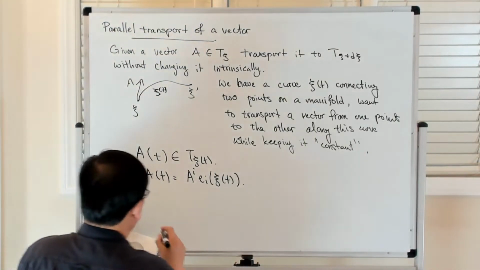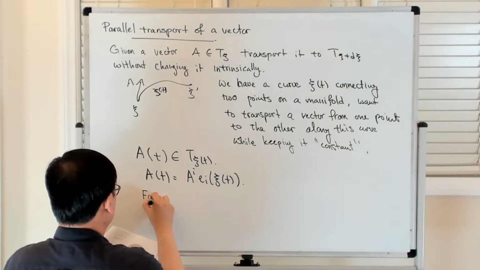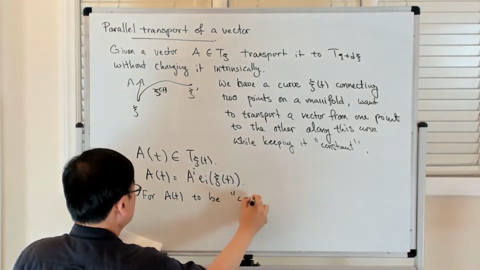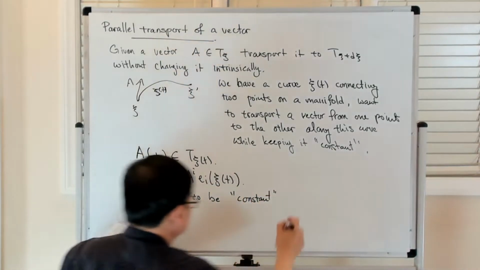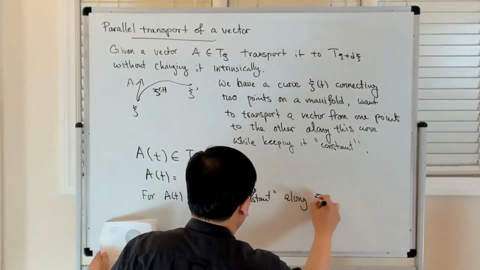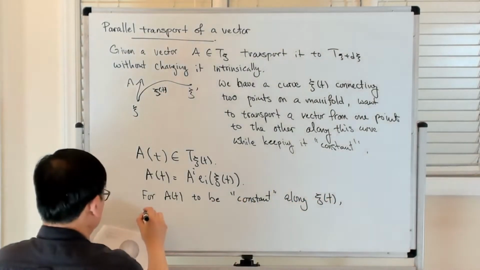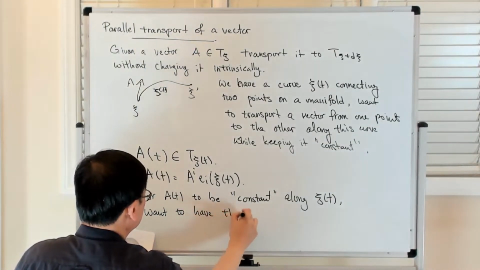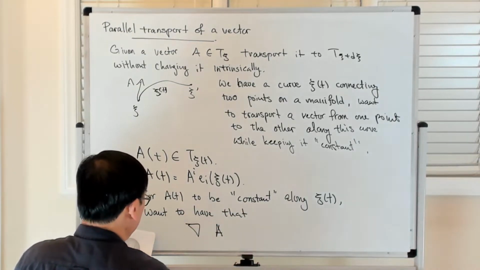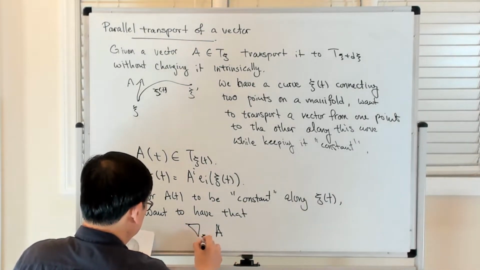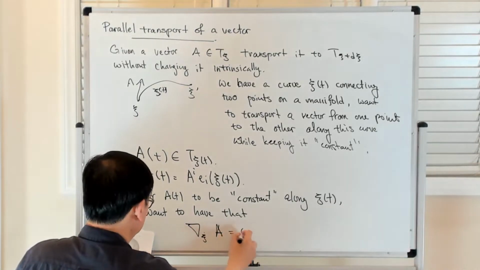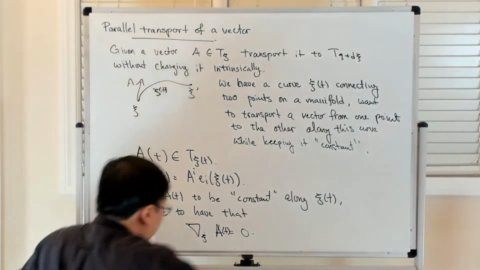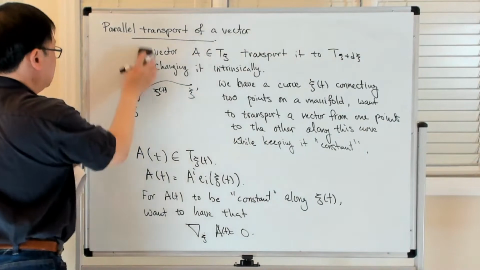So for A of t to be constant along C of t, what you want is to have that the covariant derivative of A in the direction C dot equals 0. Okay. All right. So as before, we can write that in coordinates.